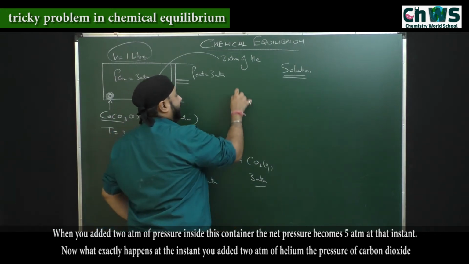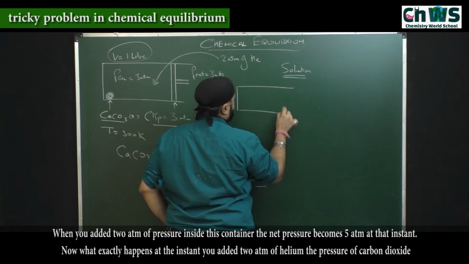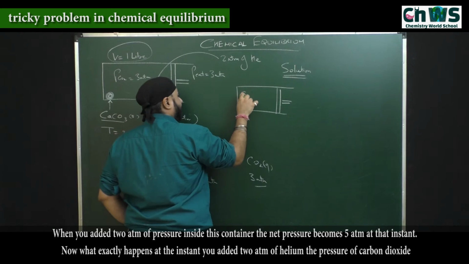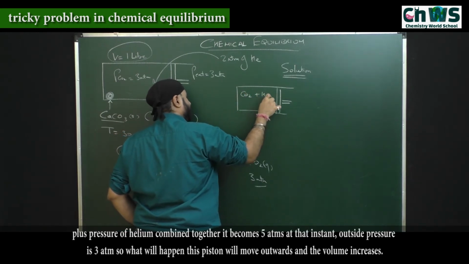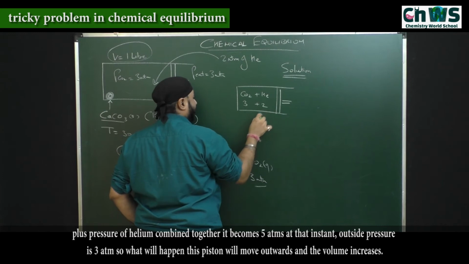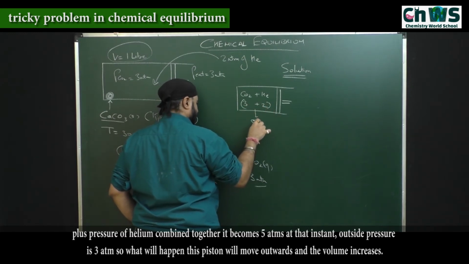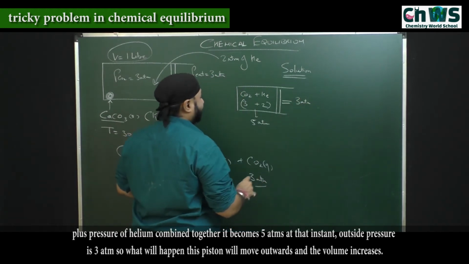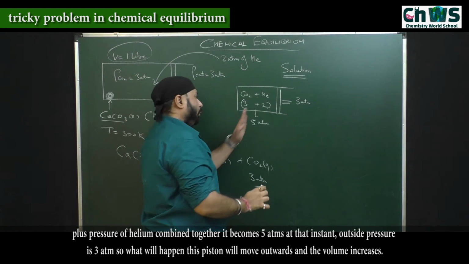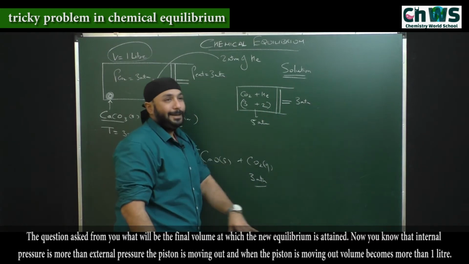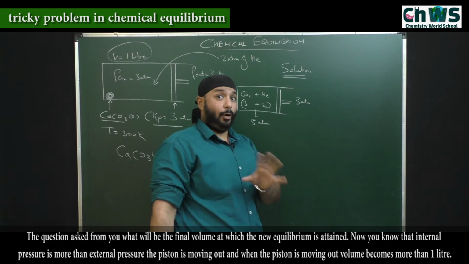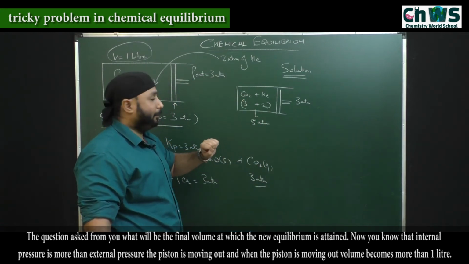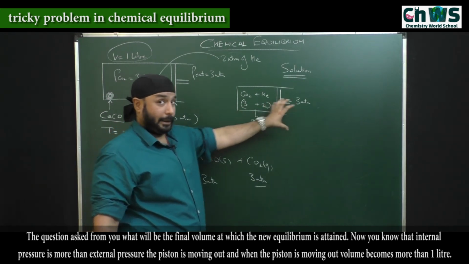Okay. Now what exactly happens? At the instant when you added 2 atm of helium, the pressure of carbon dioxide plus the pressure of helium combined becomes 5 atm. At that instant, the outside pressure is 3 atm. So what will happen? This piston will move outward, and the volume increases. The question asked is what will be the final volume at which the new equilibrium is attained. Now you know that the internal pressure is more than the external pressure.